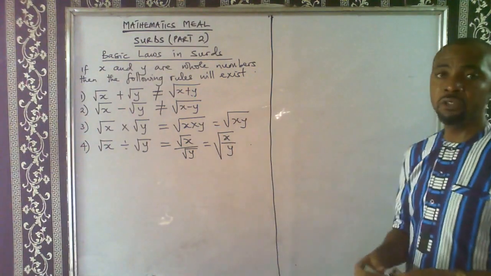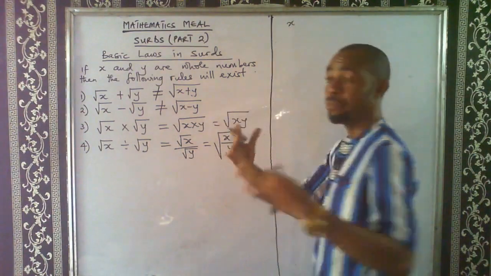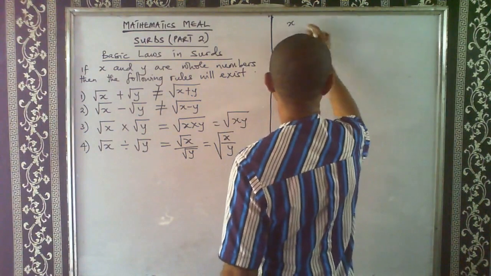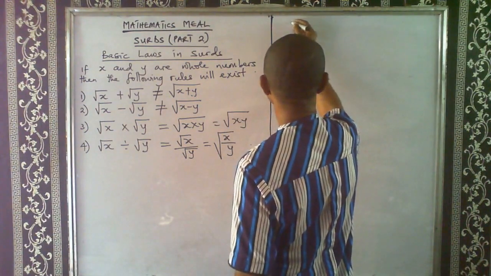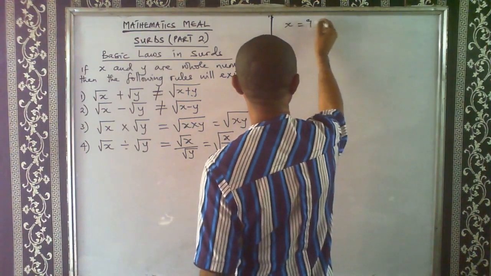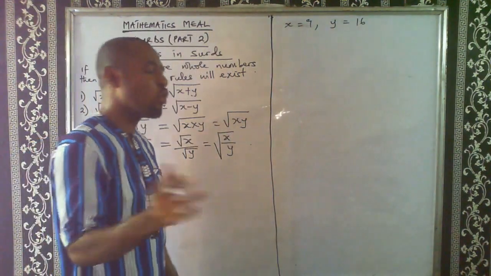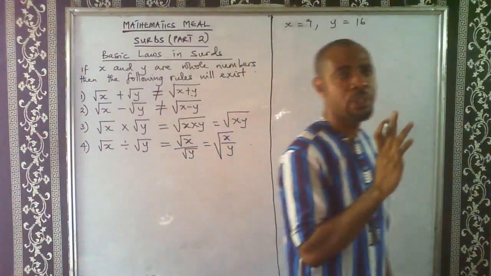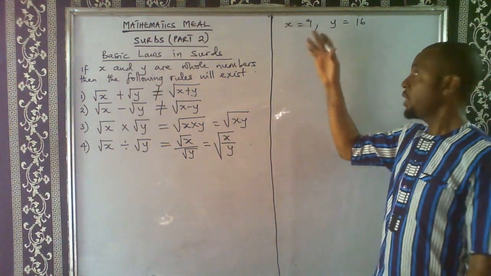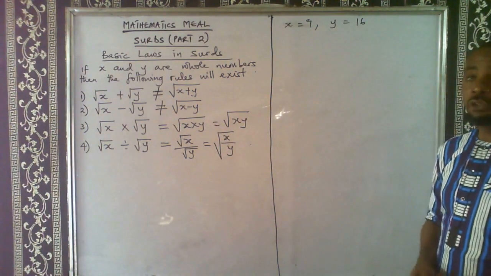So we are going to use numbers. I'll use special numbers because I just want to produce whole numbers. Let's say I have x is equal to 9 and y is equal to 16. These rules are applicable to all numbers. So you can decide on your own to test other numbers apart from the numbers I'm going to use.